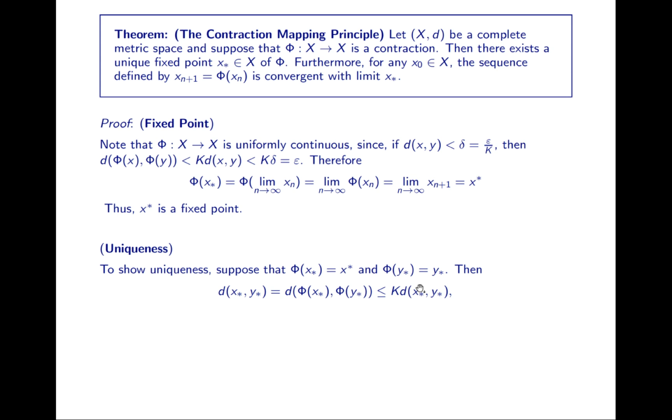Well, if k is strictly less than 1, then this is impossible. So in order for this to be true, we would need k to be 1 or greater, which again contradicts the hypothesis. So the only way that this is true is if the distance between x star and y star is 0. And if the distance between x star and y star is 0, then x star has to equal y star. So we have our uniqueness property. So we've shown each of the 3 items we needed to prove that this theorem is true. So we've completed our proof.